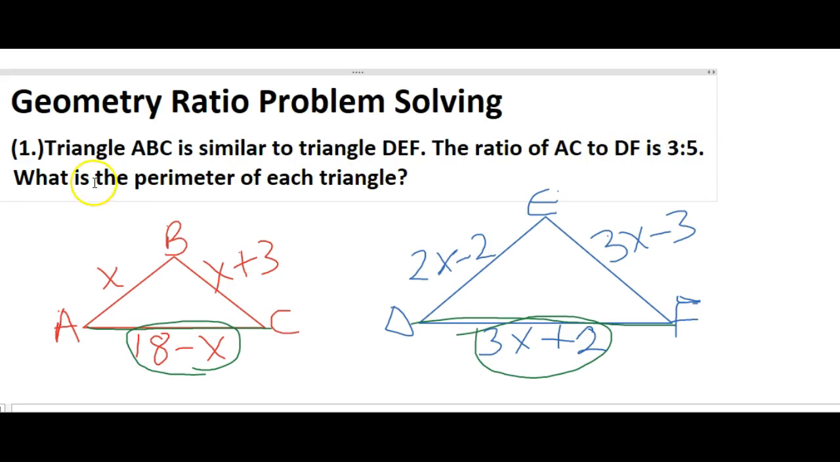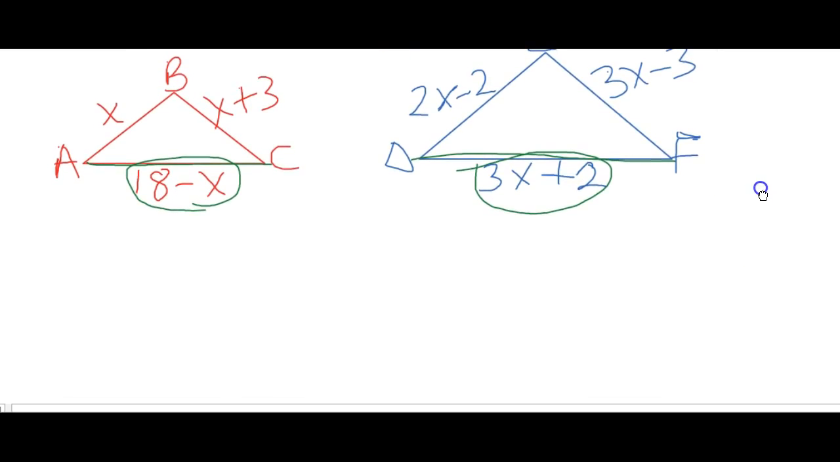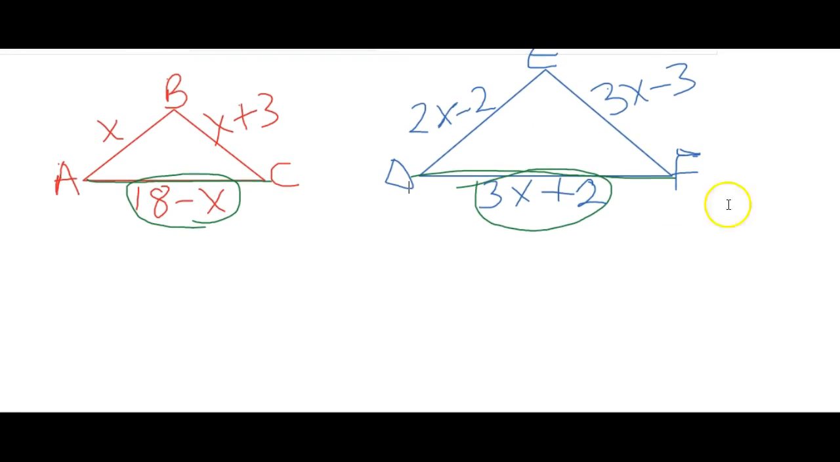So we start by asking: what is the perimeter of each of these triangles? First of all, we have to use what we know, set up the proportion with this number to find what X is. Once we find what X is, then we can go from there. So we know AC.